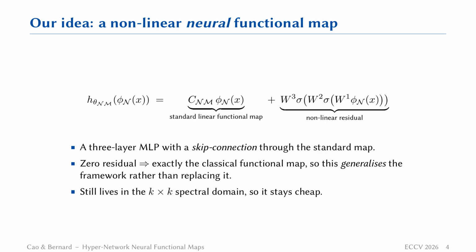Our fix is to stop insisting that the map be a matrix. We replace it with a neural functional map, a small 3-layer perceptron acting on the spectral coefficients with a skip connection that carries the standard functional map straight through. Two things are worth noticing. First, when the nonlinear residual goes to 0, we recover the classical functional map exactly. So this generalizes the framework rather than replacing it. Second, the network operates on k-dimensional spectral coefficients, not on the mesh itself, so it stays very cheap.